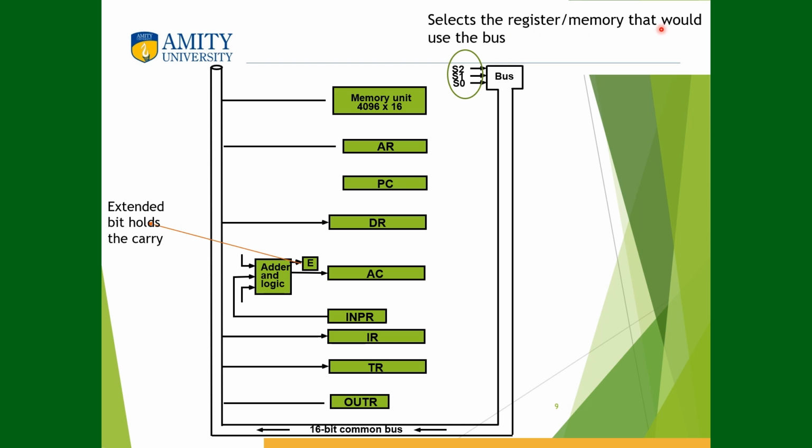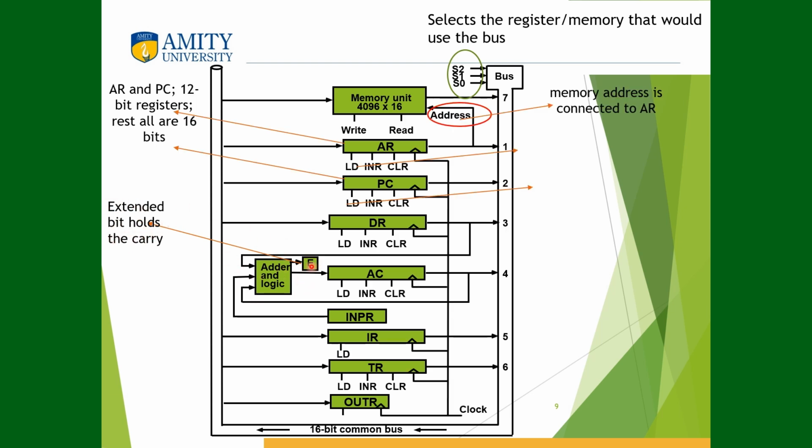The selects choose which register or memory will use the bus, and we have the adder and logic circuit over here that will help us perform addition or logical operations. E is the extended bit that holds the carry. So if we are performing an addition instruction, the carry bit will be stored in the E extended bit. We have now connected all the registers to the bus. We have also added some different instructions. We will refer to them one by one.